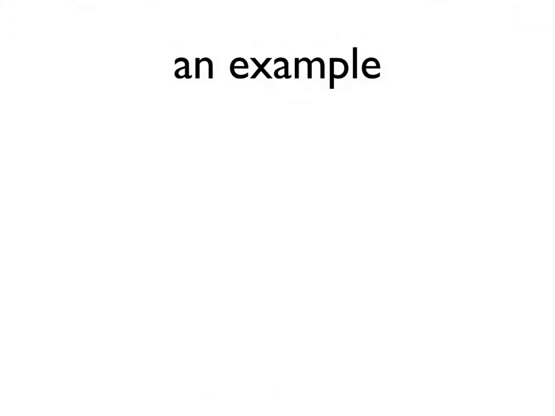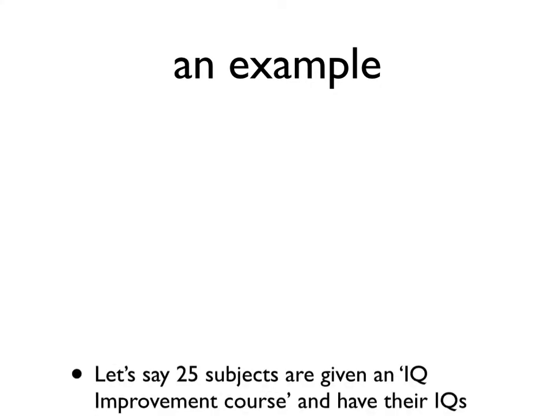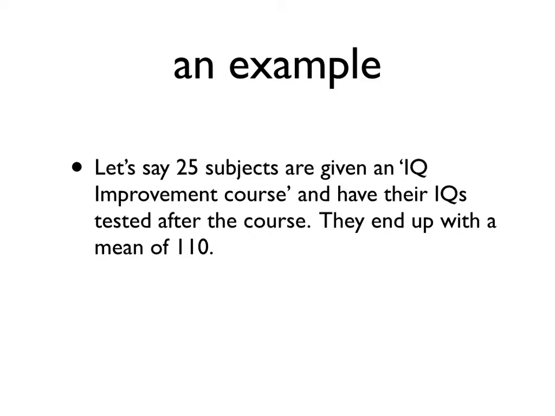Okay, here's an example. Let's say we have 25 subjects, and we call them subjects. 25 subjects, and they're given an IQ improvement course. They have their IQs tested after the course. They have a mean IQ of 110.